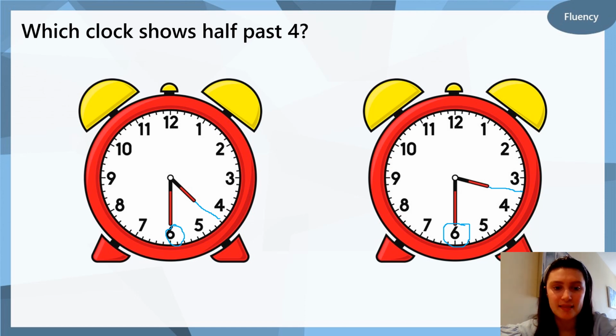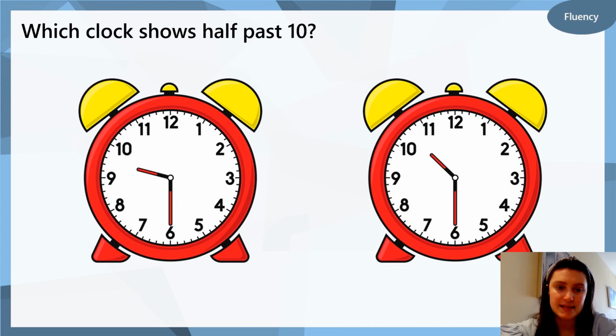So let's have a look. In this first clock, the hour hand has passed 4. In this second clock, the hour hand has not passed 4. So we know that the first clock shows half past 4.